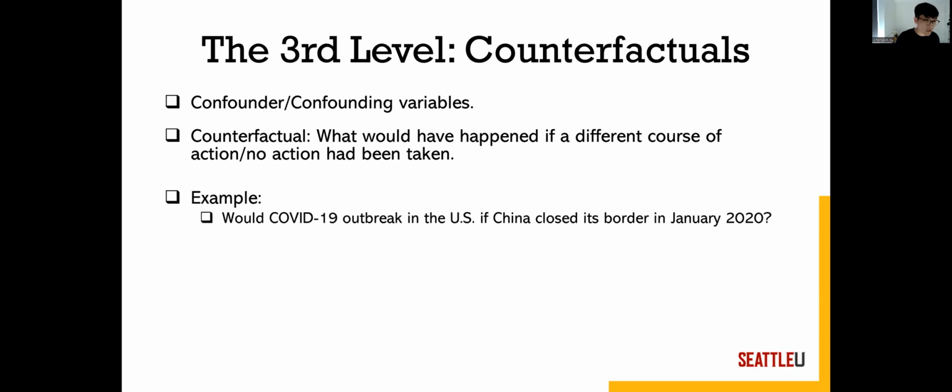For example, would the COVID-19 outbreak in the United States have happened if China closed its border in January 2020? Here, you might think about what is the effect of closing the border early on the spread of COVID-19, right?